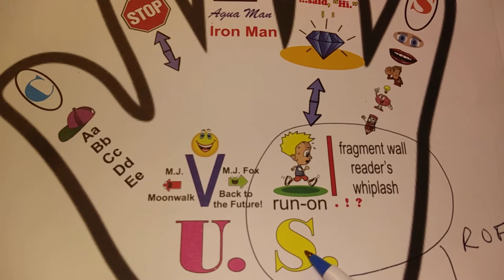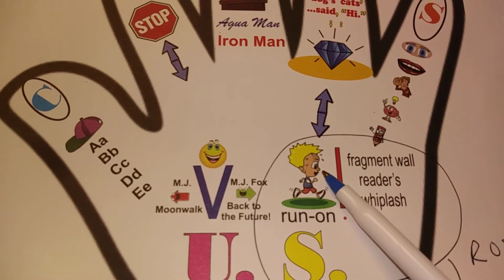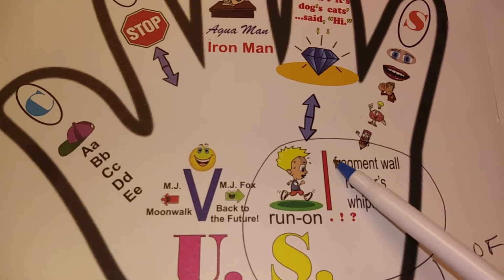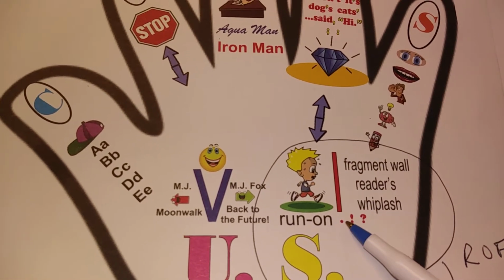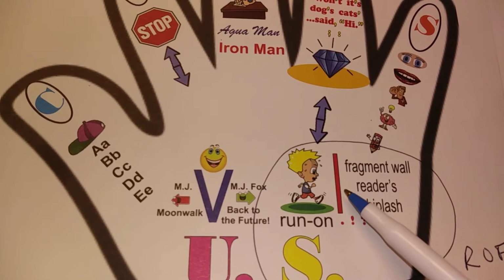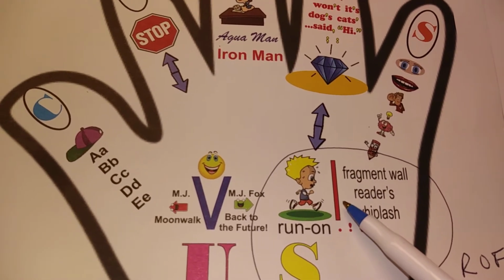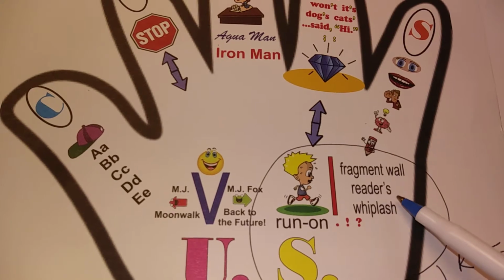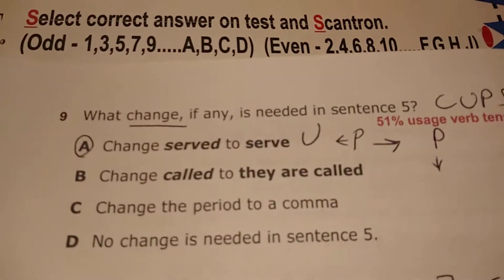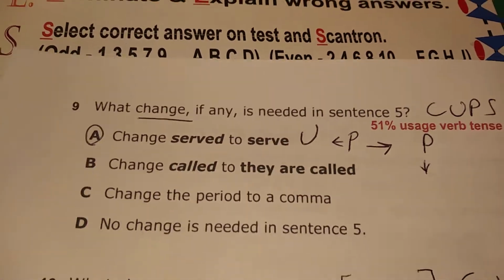So that's what this little thing is. S for sentence boundary. If it's a run-on, it means there's not enough punctuation. And if it's a fragment, it's like a period, exclamation, or question mark: there's like a wall that suddenly appears in the sentence, stopping the sentence, giving the reader whiplash. Okay? So let's take a look at the test and analyze how many questions of each type were given.